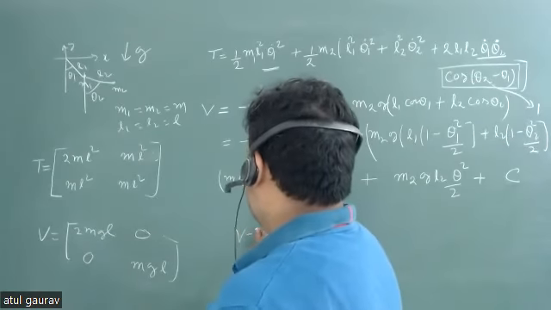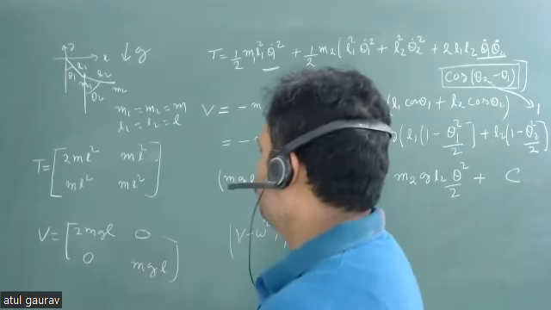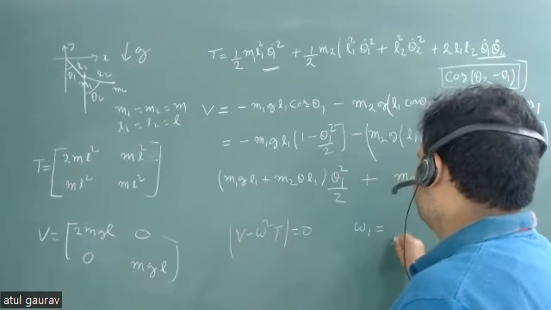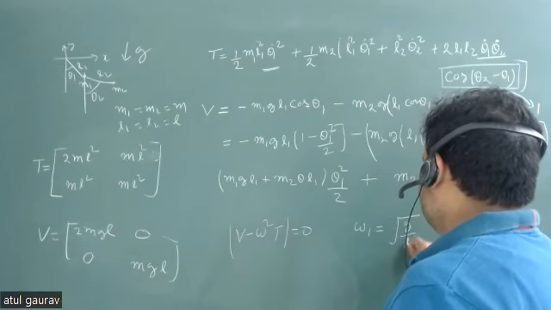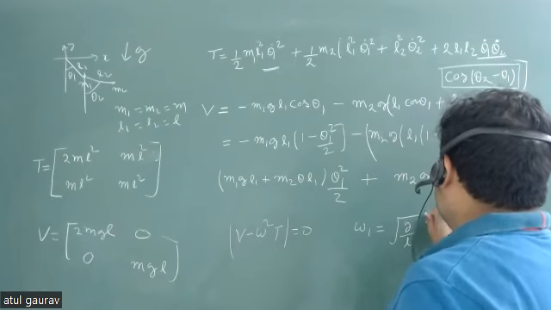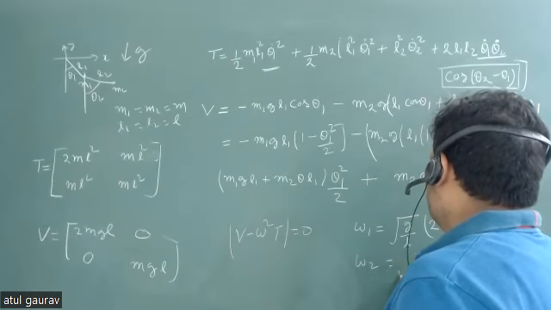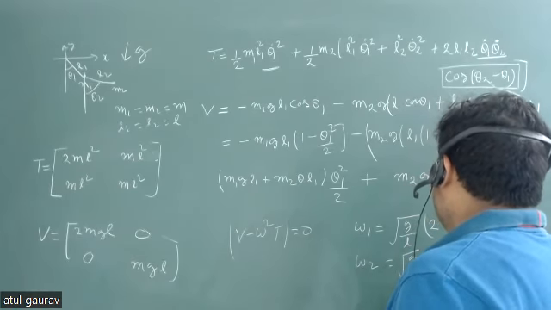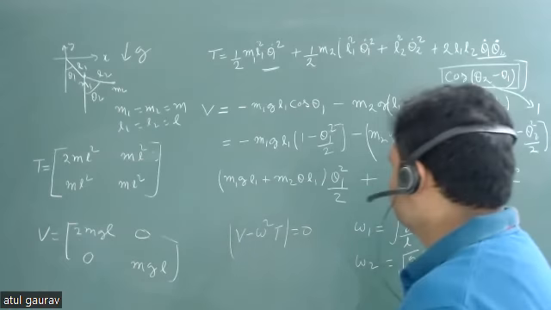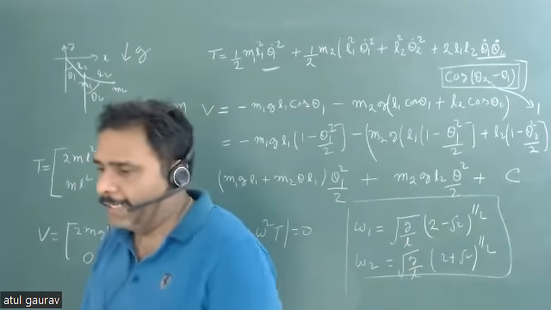सो v माइनस ओमेगा स्क्वायर t मस्ट बी इक्वल टू 0. अब आप इसे सॉल्व कर लेना, आई हैव सॉल्व्ड माई सेल्फ. सो ओमेगा 1 इज इक्वल टू रूट अंडर g बाई l, and this value is equal to 2 minus root 2 to the power half. Omega 2 is root under g by l, 2 plus root 2 to the power half. ठीक है, कभी भी एग्जाम में आ सकता है, डोंट वरी, एनी टाइम.